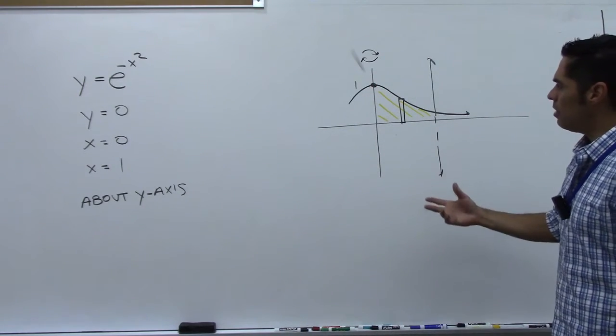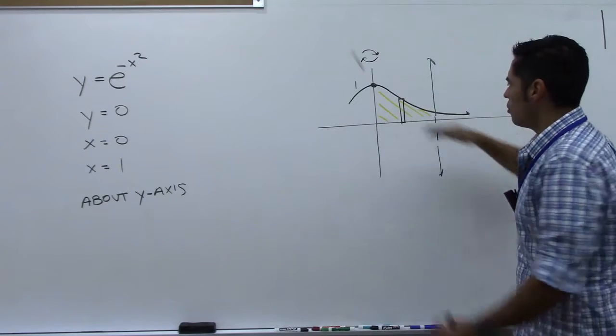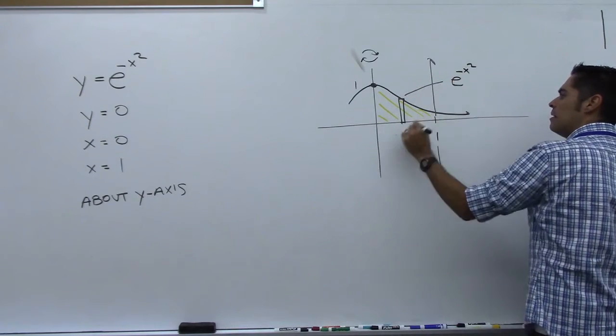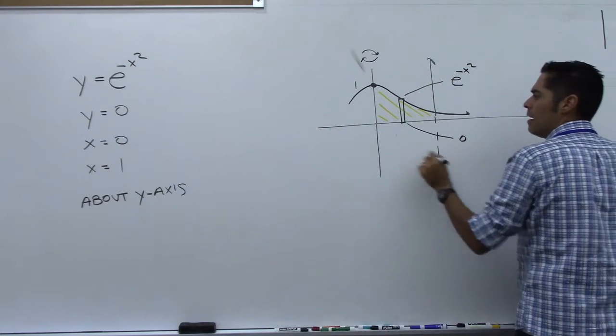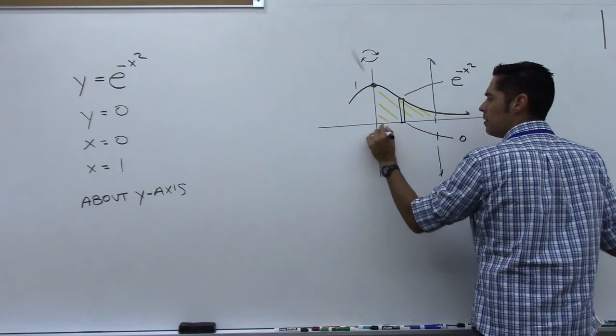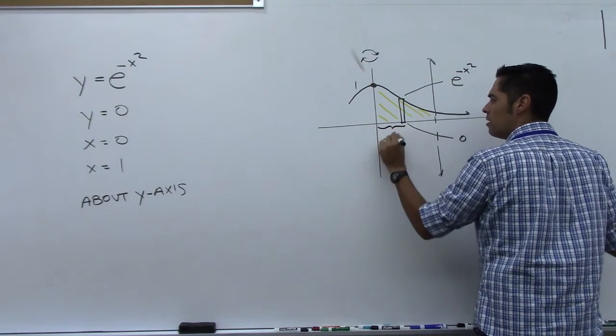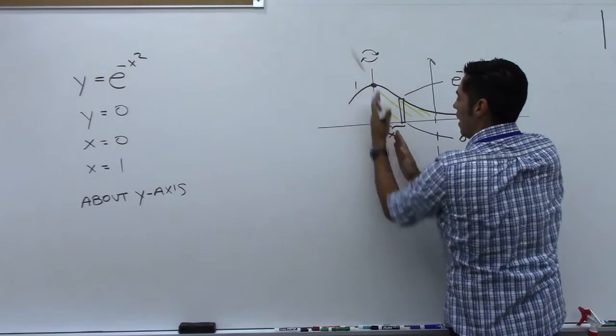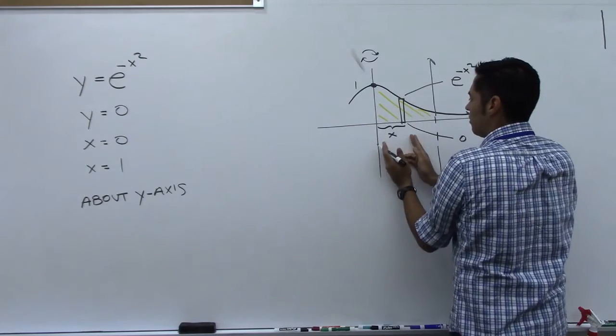That means I'm using shells. I need a top and a bottom function. The top function here is e to the negative x squared. The bottom function here is 0. I need a radius, which is the distance from the axis of rotation to the rectangle, which here is x, because from x equals 0, the y-axis, to here is x.